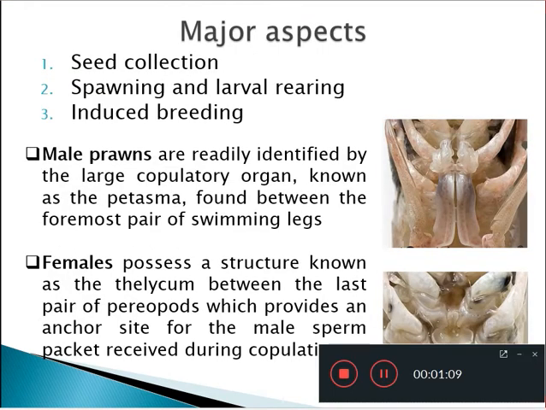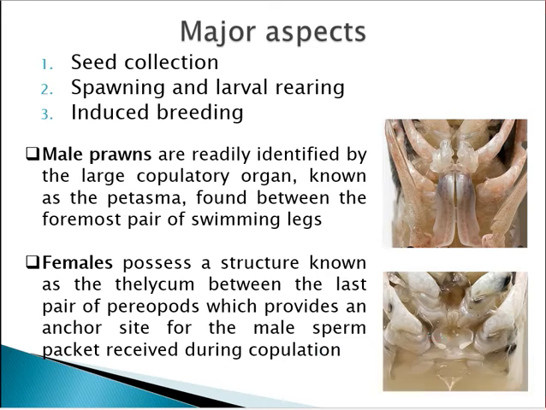Now we will go to the major aspects of shrimp farming. The first one is seed collection, second is spawning and larval rearing, and third is induced breeding. So first, the seed collection.